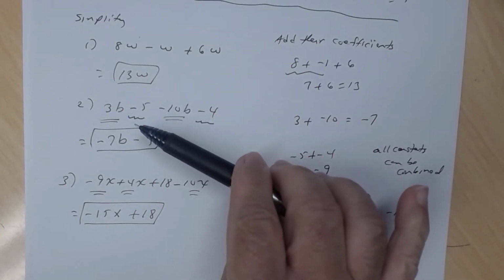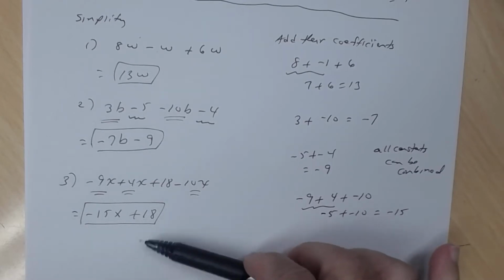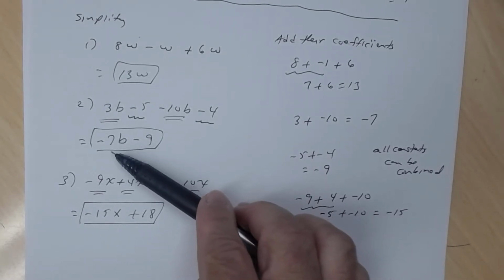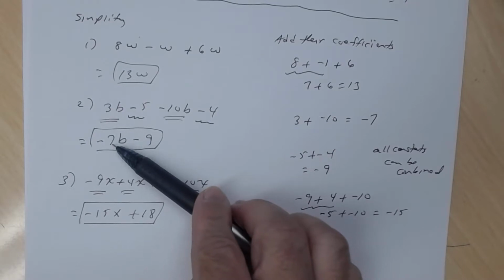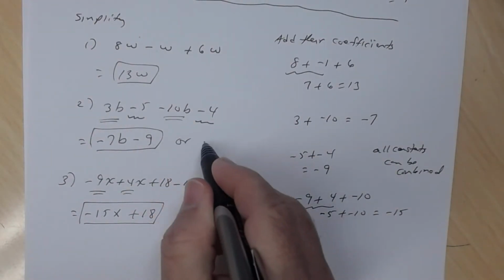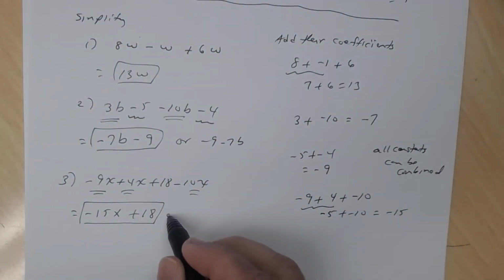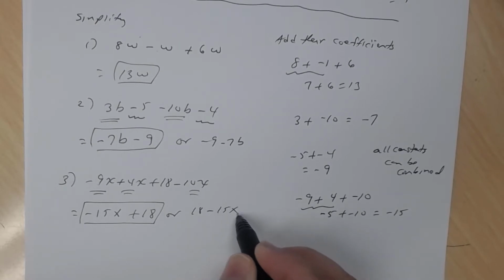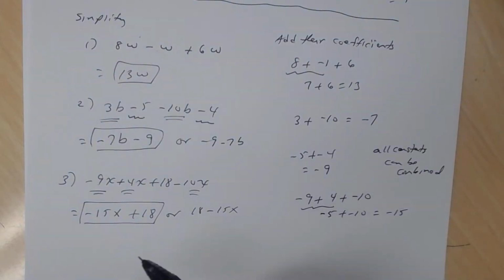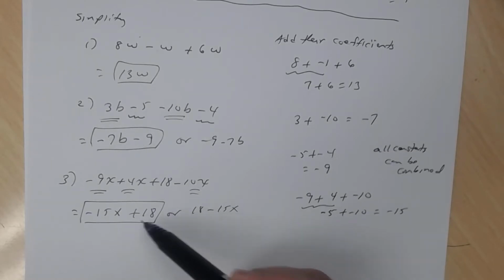Now notice that in the way that we're writing this, see how this answer has two terms and this answer has two terms? Normally what we do when we rewrite it, we tend to put the term that has the variable listed first, and we put the constant last. Mathematically, that's how we write it. Now, if you wrote this as negative 9 minus 7b, it's still correct, nothing wrong with that. If you wrote this as 18 minus 15x, nothing wrong with that either. But we tend to write the term that has the variable listed first and the constant listed second.